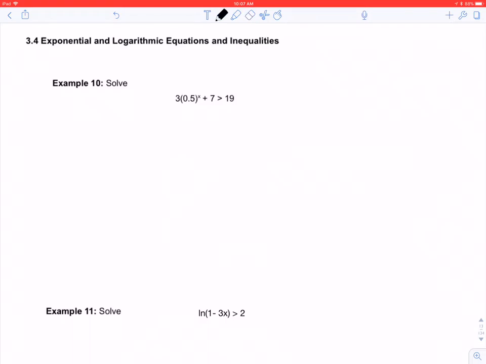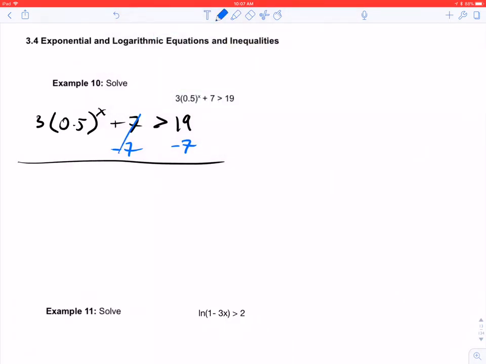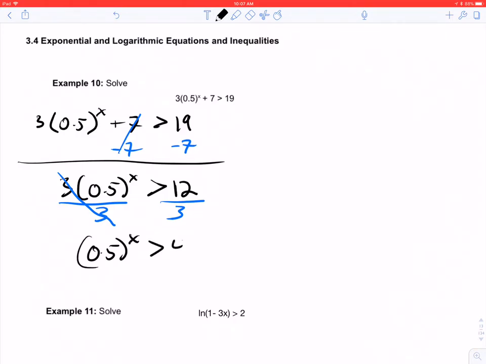So it says to solve, so I'm going to start by rewriting the original: 0.5 to the power of x plus 7 strictly greater than 19. Now if I wanted to solve for x, I'm going to move things away from the x, so I'm going to start by subtracting 7 on both sides. So then these cancel. So then we get 3 times 0.5 to the power of x is strictly greater than 12. Then divide both sides by 3. So then you get 0.5 to the power of x is strictly greater than 4.